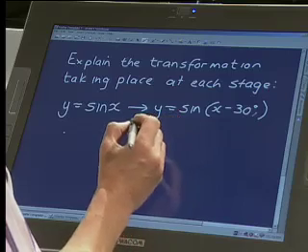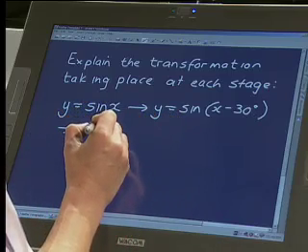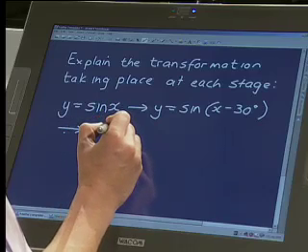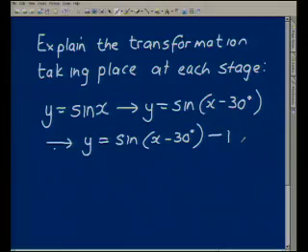And then the arrow again. y equals sine (x minus 30 degrees). It's just the same as that one, but it's still the same question. And then minus 1. Is that it? Yes, that's okay.